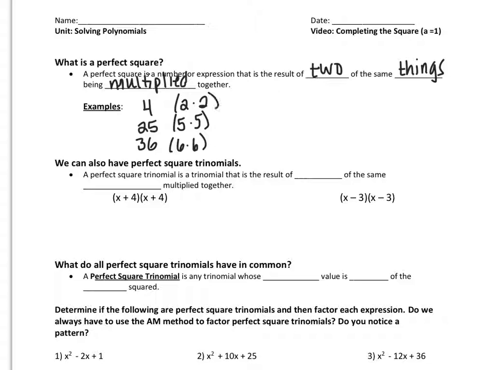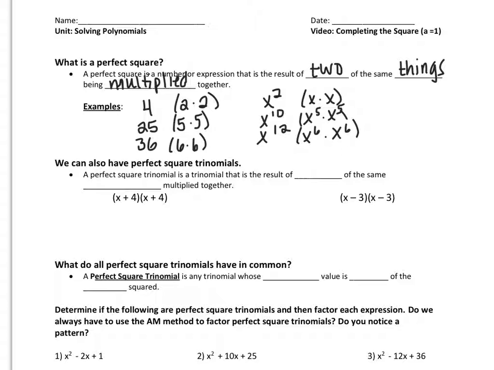And we've also talked about perfect squares that are letters. So we could have x squared is a perfect square, x to the 10th, x to the 12th, right? X squared because it's the result of x times x. X to the 10th because it's x to the 5th times x to the 5th. X to the 6th times x to the 6th for x to the 12th. So that's all we've learned so far about perfect squares.